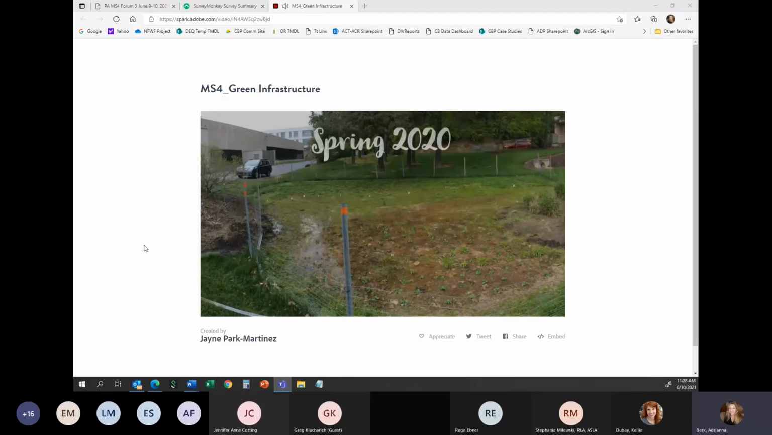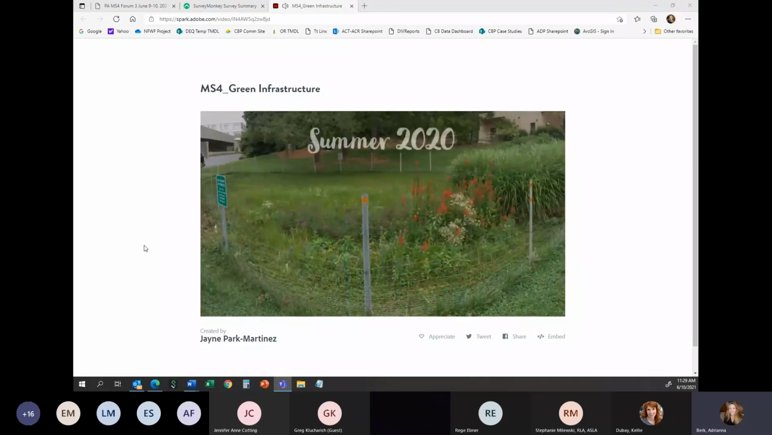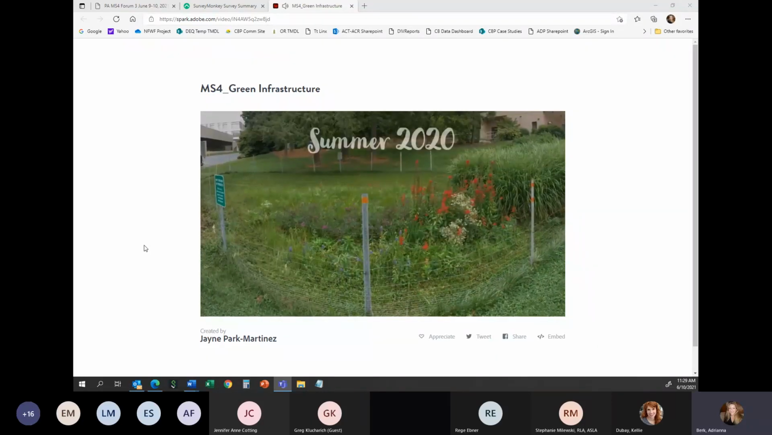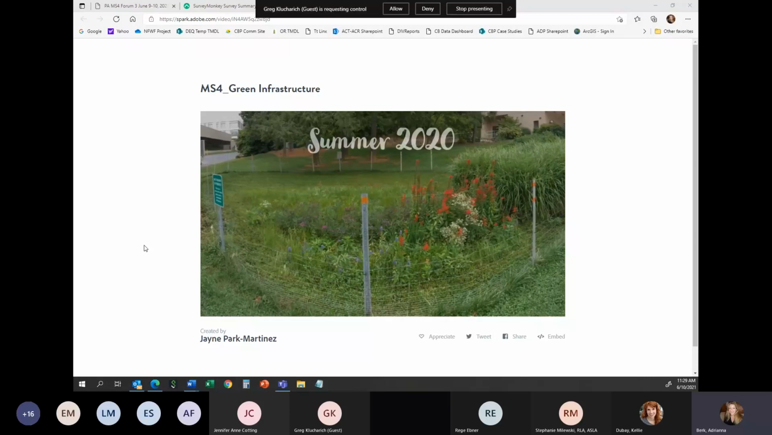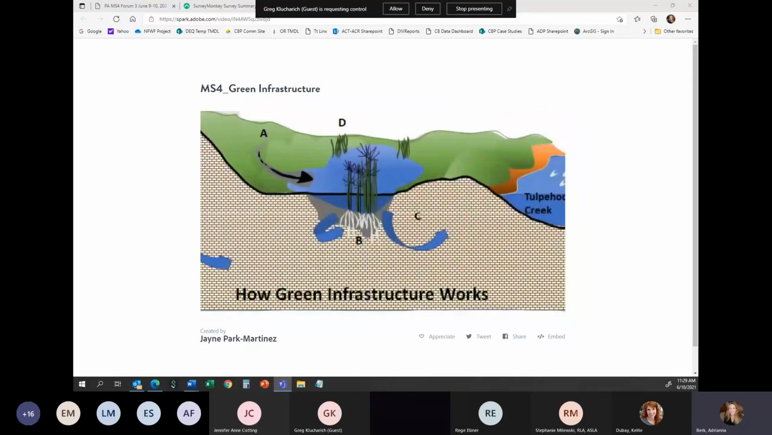8 months later, and wiser, I planted 180 plugs. These lived. And here is the basin approximately 1 year into the project in late August 2020. Here is how our basin works as green infrastructure.